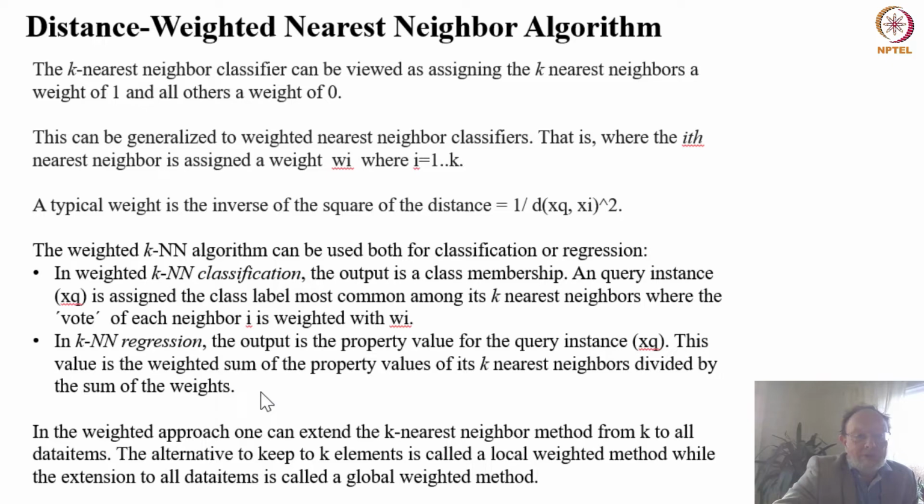When you weight, it's also possible to extend the k-nearest neighbor from k to all data items. This means that you would consider all data items in this process. So one can say there are two versions of the nearest neighbor: you keep to a normal k number, like in the original algorithm, which we call a local weighted method, or we can extend this to all data items, and then we call this method the global weighted method.